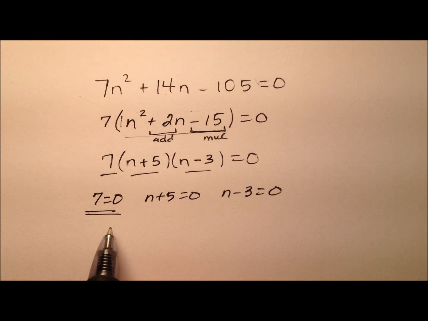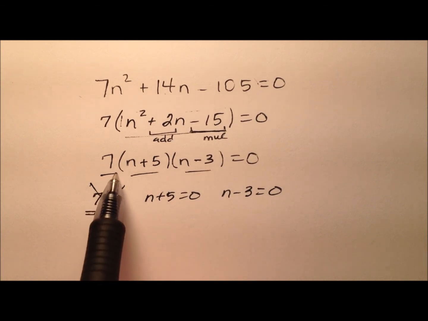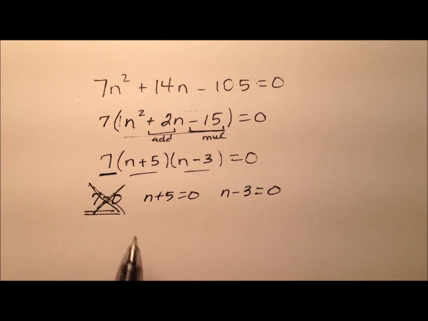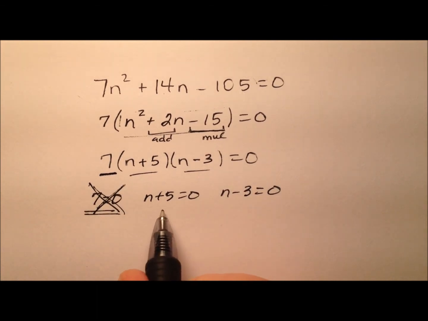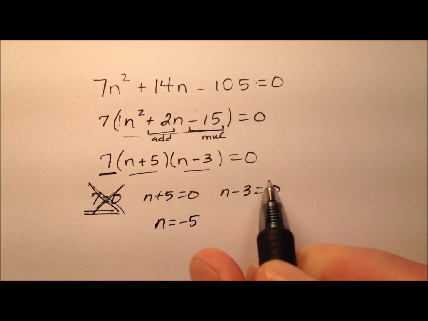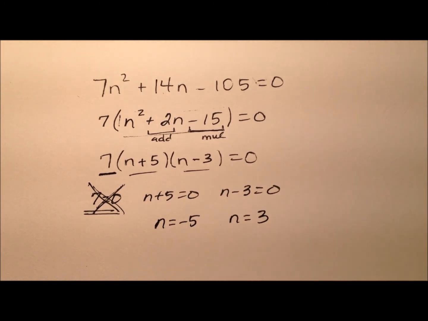This is an equation that actually does not contain a variable, and it's a false equation, so we're just going to go ahead and ignore that. So remember, anytime your greatest common factor does not include a variable, you can just ignore that. So here we'll subtract 5 from both sides and get n equals negative 5. Here we'll add 3 to both sides and we'll get n equals 3.